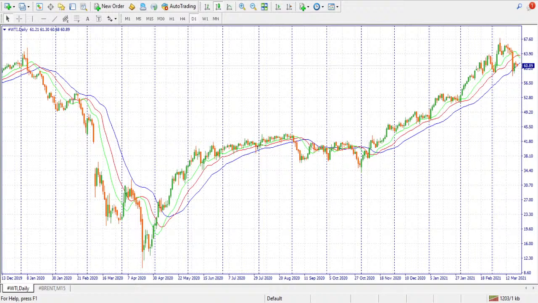Today is 23rd of March. So we're going to start analysis. We today want to look at WTI. This is the same as oil. We want to look at exactly what we expect to be happening on this chart.